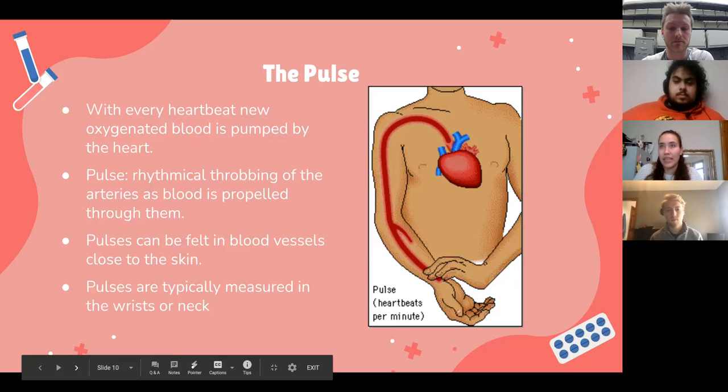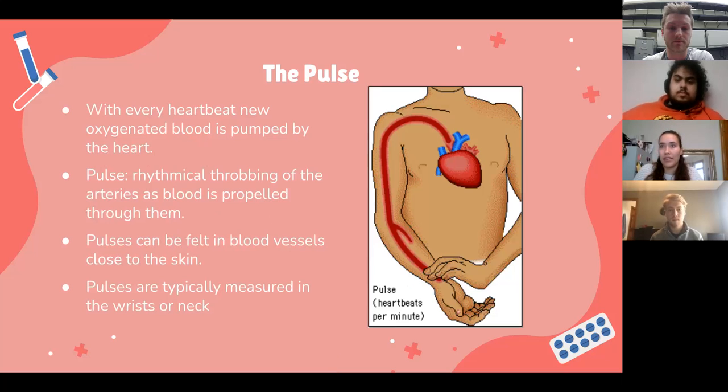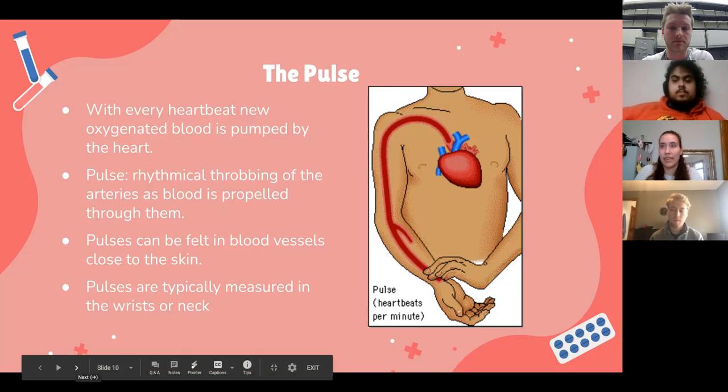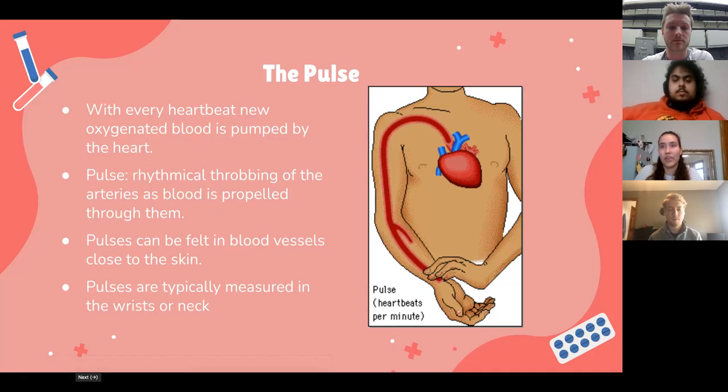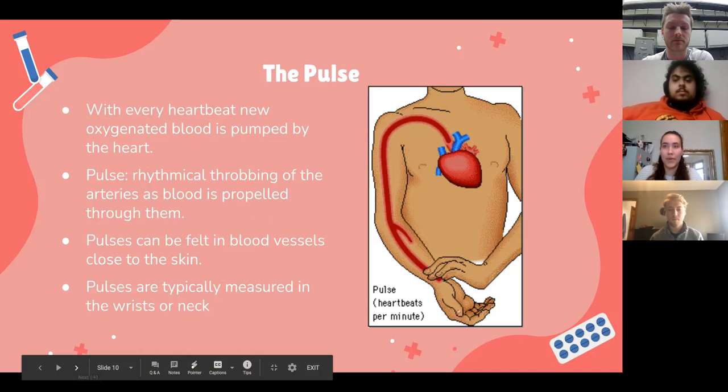With every heartbeat, new oxygenated blood is pumped by the heart, causing blood to surge forward in the arteries. These rhythmic surges of blood, which travel from the heart to the rest of the body, are called a pulse. The pulse can be felt in places where arteries are close to the surface of the skin. The pulse is most commonly taken in the carotid artery in the neck and the radial artery in the wrist, but can also be taken in a few other places as well.